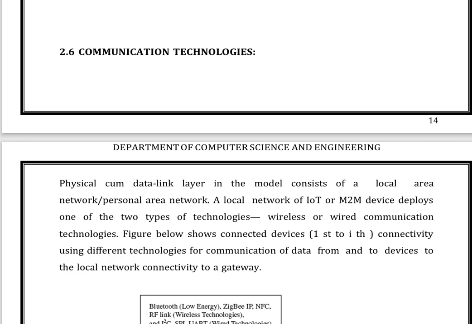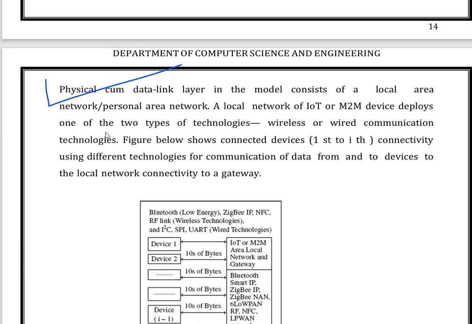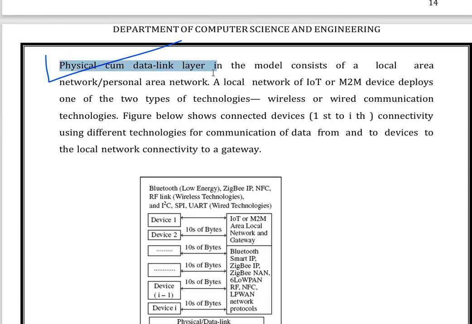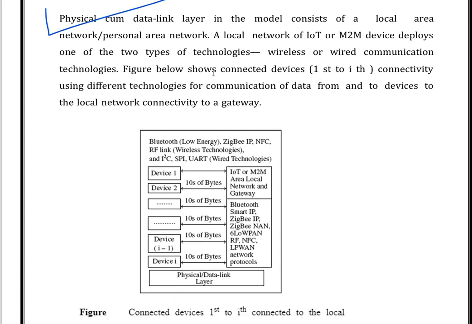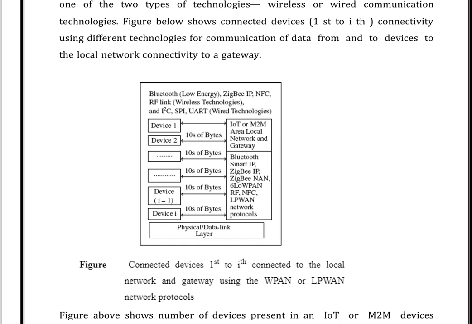Let us see about communication technology. When it comes to communication technology, we need to see a lot of things, because communication is a part of it. If you want to communicate device to device, you can fulfill the IoT dream and goal. Let us see one by one. The physical and data link layer in the model consists of local area network, personal area network, and local network of IoT. M2M devices deploy one of two types of technology, such as wireless or wired communication technology. The figure below shows that. Let us see the figure one by one.